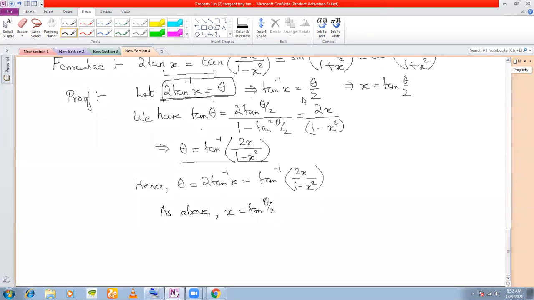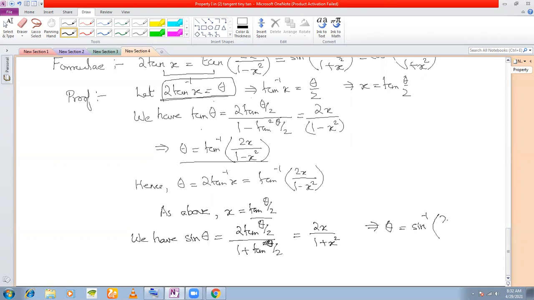Yes, sir. Which one? Tell me. Sine 2 theta is equal to 2 tan theta by 1 plus tan square theta. Exactly. So we use that. But since we have a tan theta by 2 here, we'll simply use a sine theta. So we'll write this as sine theta is equal to 2 tan theta by 2 by 1 plus tan square theta by 2. Understood? So we'll put their values here, 2x by 1 plus x square. So that means theta is equal to sine inverse 2x by 1 plus x square.